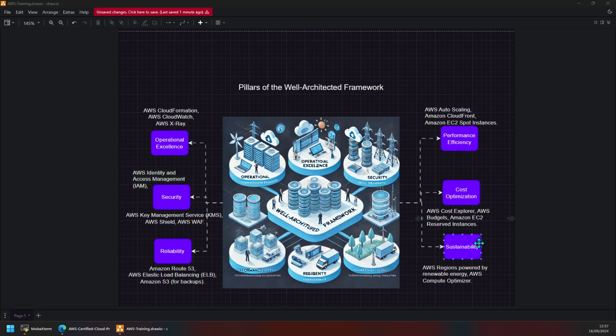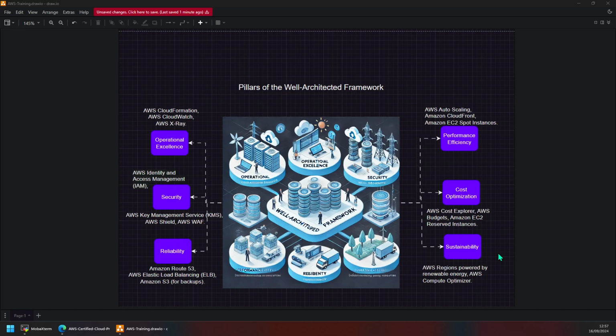The last pillar and the newest pillar is sustainability. Now, sustainability focuses on minimizing environmental impact by improving energy efficiency and optimizing resource usage. Choosing an AWS region with low carbon emission is going to help you in terms of the environmental impact. Also, architect the system so that it uses few resources and is energy efficient. So you need to architect in that way. There are a few services which can help you with that: AWS regions powered by renewable energy and AWS Compute Optimizer.